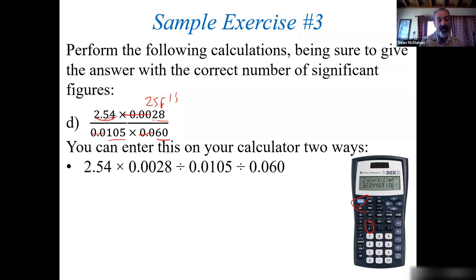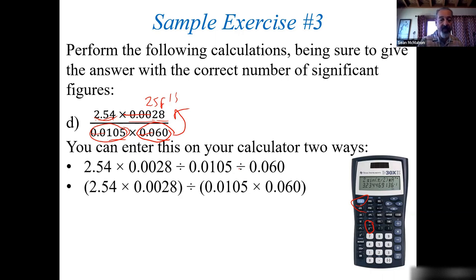You can go 2.54 times 0.0028, then divide it by the 0.015. If you hit times, it'll bring this up to the numerator. Your calculator doesn't get that. So you don't want to hit times right here. The only way you can do that is if you put the entire denominator in parentheses. I tell students on pretty much all my calculations, in the denominator, just put it in parentheses, make that a habit. Whatever's in the bottom, like the top, don't worry about it. Just go straight across, left to right.